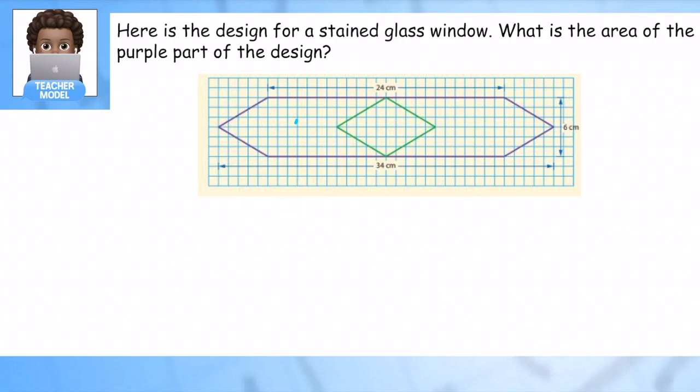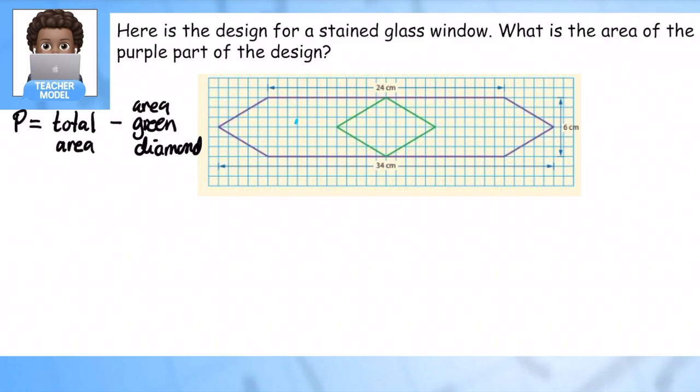Here's our first problem for today. Here is a design for a stained glass window. What is the area of the purple part of the design? So to find just the area for the purple part, what we're going to do is find the total area and subtract the green diamond, or the area of the green diamond. So that's our overall plan.